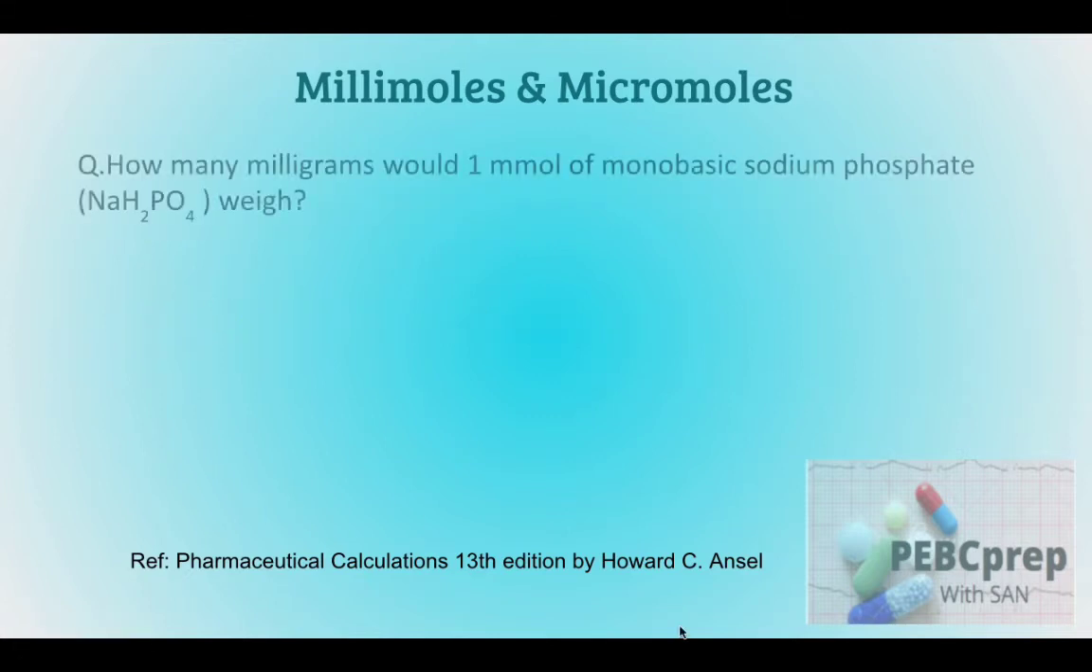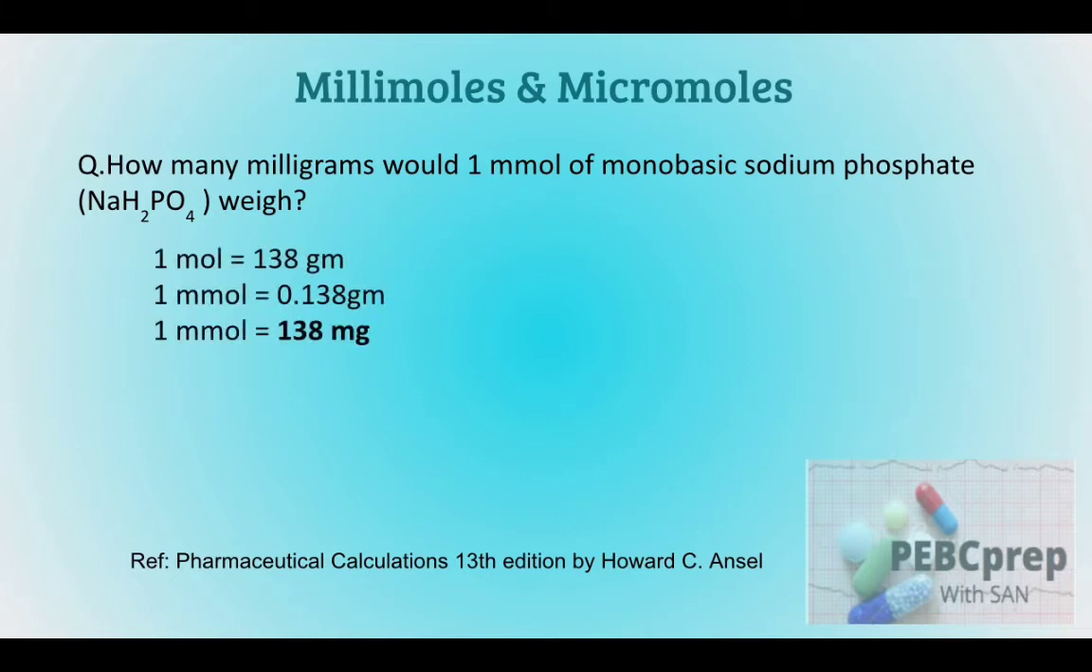In our next question we have, how many milligrams would 1 millimole of monobasic sodium phosphate weigh? In Ansel, they solve it like this. 1 mole is equal to 138 grams. 1 millimole is equal to 0.138 grams. And then 1 millimole is equal to 138 milligrams.